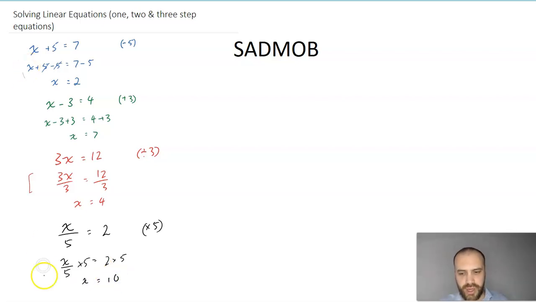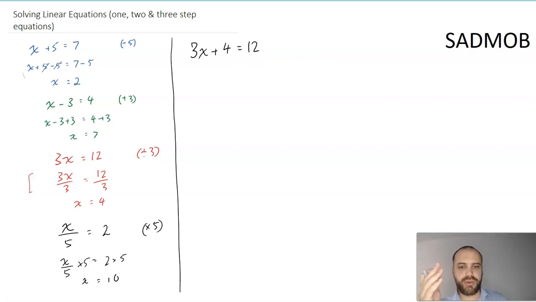Now, we've done one of each: a plus, a minus, a multiply, a divide. These are what are called our one-step equations, and it's really the basis for what we're going to move on to, which is two-step and three-step equations. So now we have 3x plus 4 equals 12, and this is where this SAD MOB idea comes from, because look what's happening to the x. It's being multiplied by 3, and then we're adding 4. Now, we multiplied first, and then we added 4. To undo all of this, we just do the subtraction and the addition first.